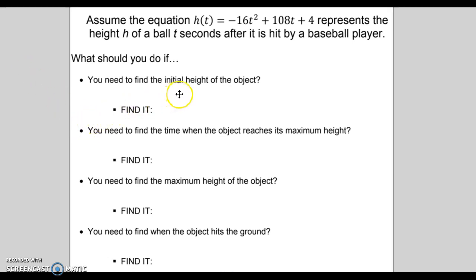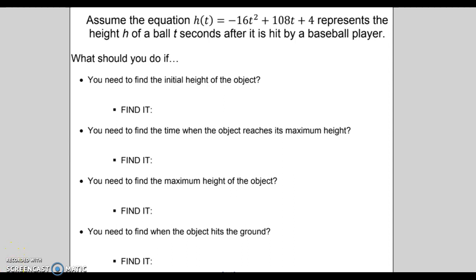So what should you do if you want to find all of these things? Well, I want you to take a second and pause and see if you can write out what you would need to actually find. I'm looking for answers like x-intercept, y-intercept, x-coordinate of the vertex, and y-coordinate of the vertex. Then we're going to use Desmos to actually find those things.